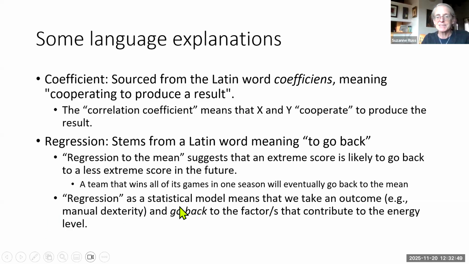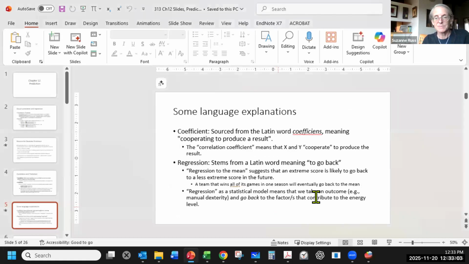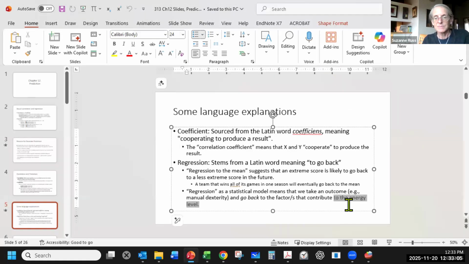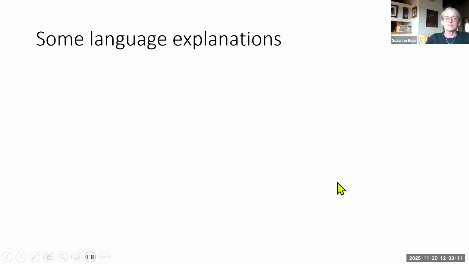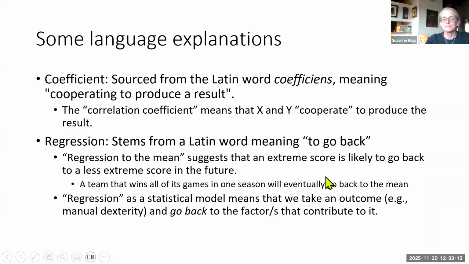And when we talk about this in statistics, it means that we're taking an outcome, like from our first example, manual dexterity, that's an outcome. And then we're going back to the factor or factors that contribute to it. I changed my example, but only changed it in one place. All right, so some language. A little bit more on this lecture, and then we'll get into a spreadsheet.